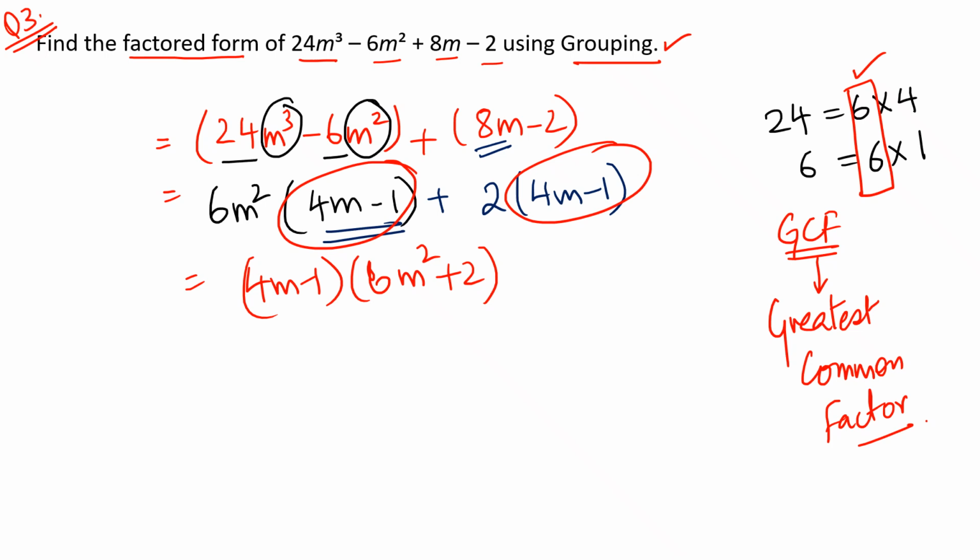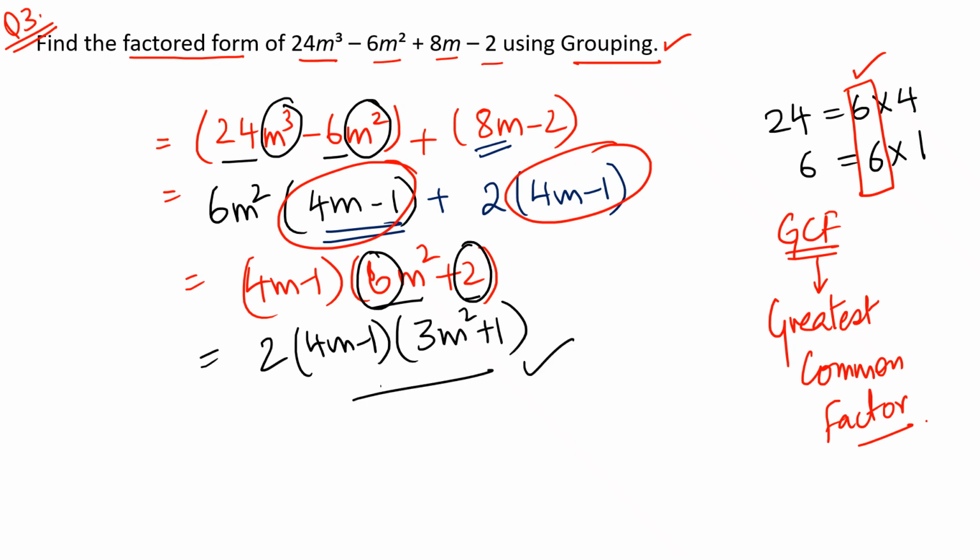Now, a point to ponder. Is this the final answer or can I do something more? Let's look at the second bracket. 6m square and 2. Do you have a common factor? Think. 6 and 2 both are even numbers. So I can take this 2 out and now give the final answer. So this is going to be 3m square plus 1. Yes. Now we have written the final answer, which is the factored form of the given question. And this completes your method of grouping.